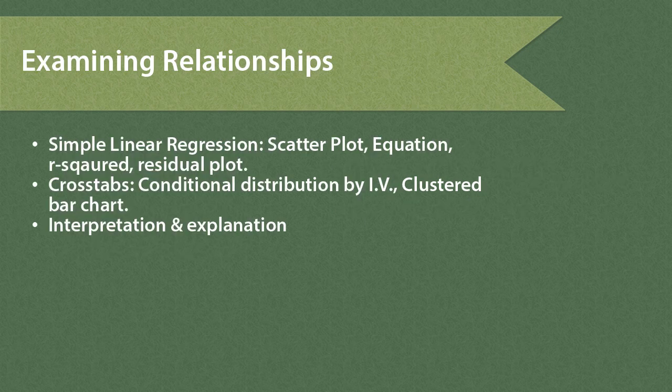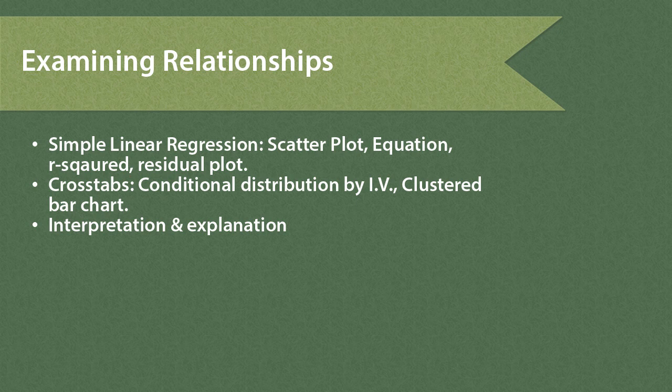Now let's briefly review both methods that we just covered. First, the simple linear regression method. We're using this method to examine the relationship between two quantitative variables. One is an independent variable and one is a dependent variable. When running our regression, we're going to report the following: the scatter plot, the regression equation, r squared, and we'll do a quick check of the residual plot.